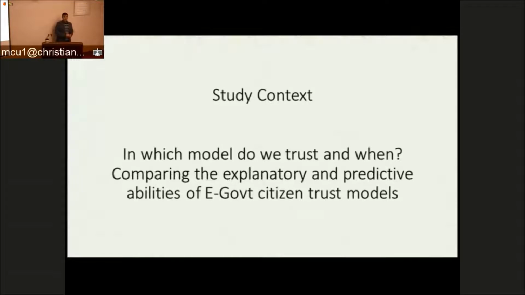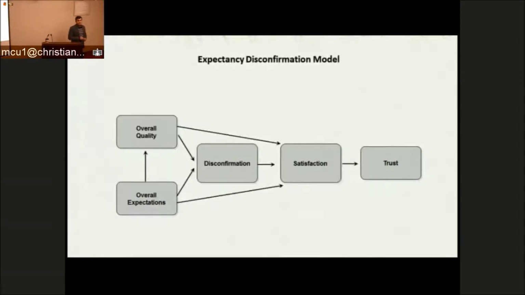So now, given this background, I want to move on to show you an example of how PLS could be used. And so the paper that I'm going to present here, and I'm not going to present a lot of detail on it because of the time. In which model do we trust and when? The reason that I have the study which says in which model do we trust and when is because in the e-government trust literature, there are typically two models that researchers have used.